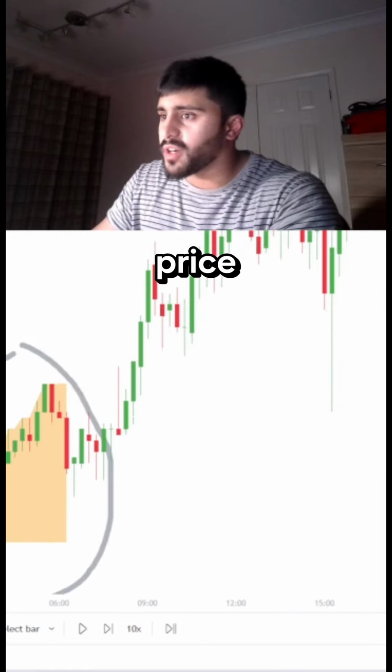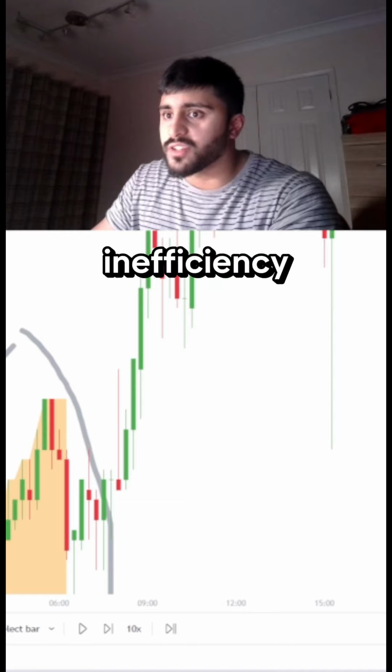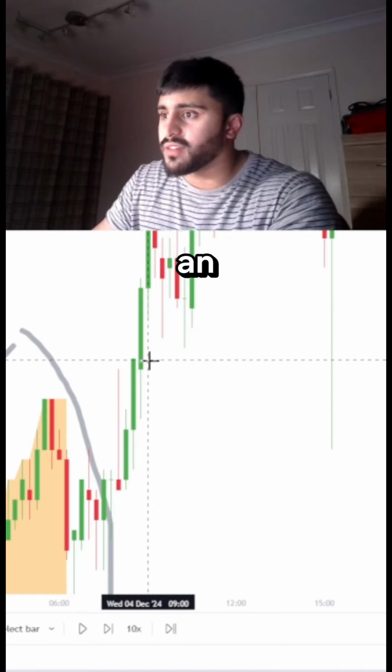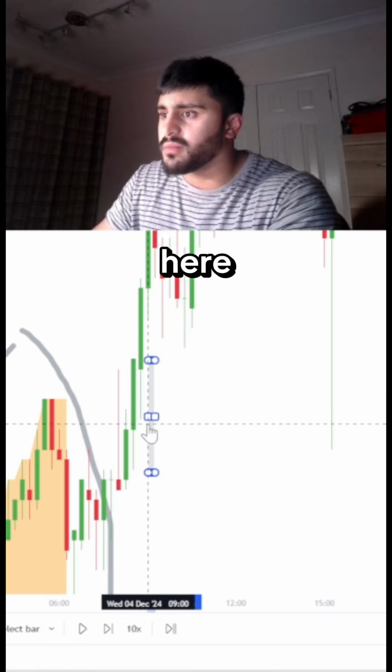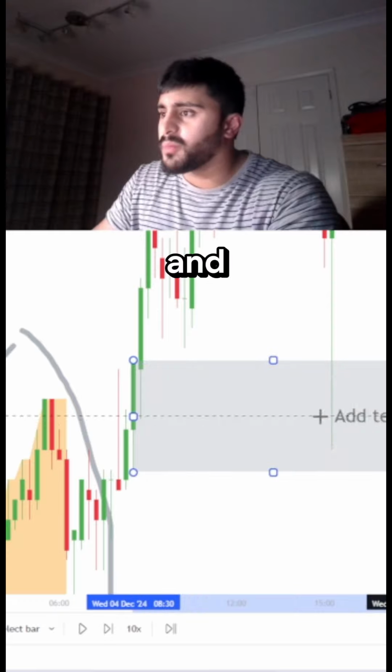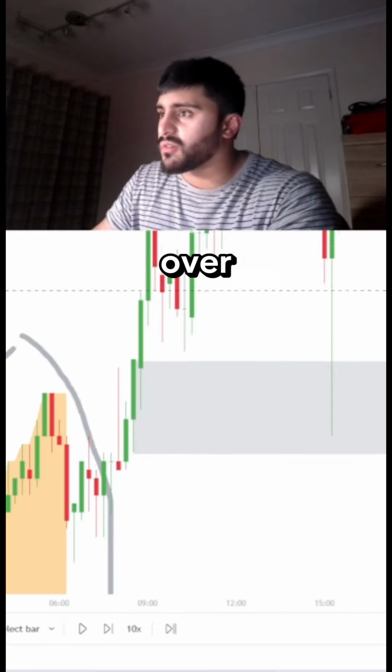So if we zoom into price over here, we can see a very, very clear inefficiency or fair value gap within this region, right? So price here left an inefficiency or a fair value gap just over here, right? I like to use the entire buy to sell wicks over here. And we see how New York came into this area over here.